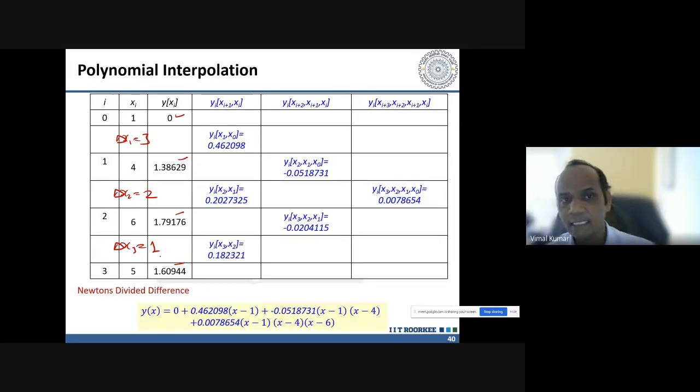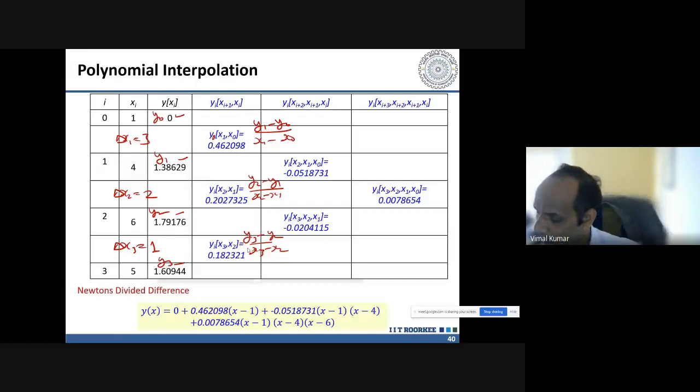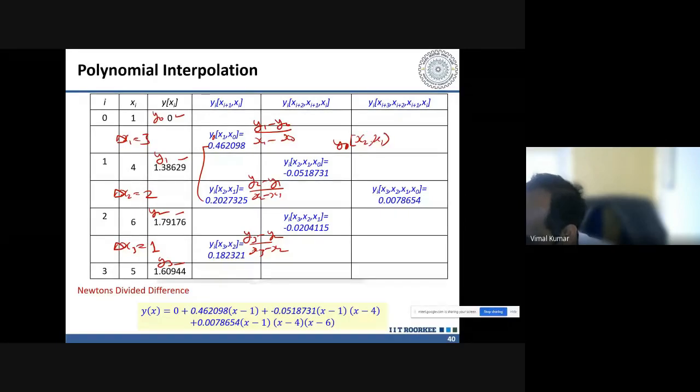First, I have to evaluate the divided differences. This is y0. For y of x1 x0, I simply did y1 minus y0 divided by x1 minus x0. This is my y1, this is my y0. Similarly here, this is y2, this is y3. So y2 minus y1 divided by x2 minus x1, y3 minus y2 divided by x3 minus x2, I obtain these expressions. Again, taking the difference between this and this, I simply did y of x2 x1 minus y of x1 x0 in square brackets, divided by x2 minus x0.